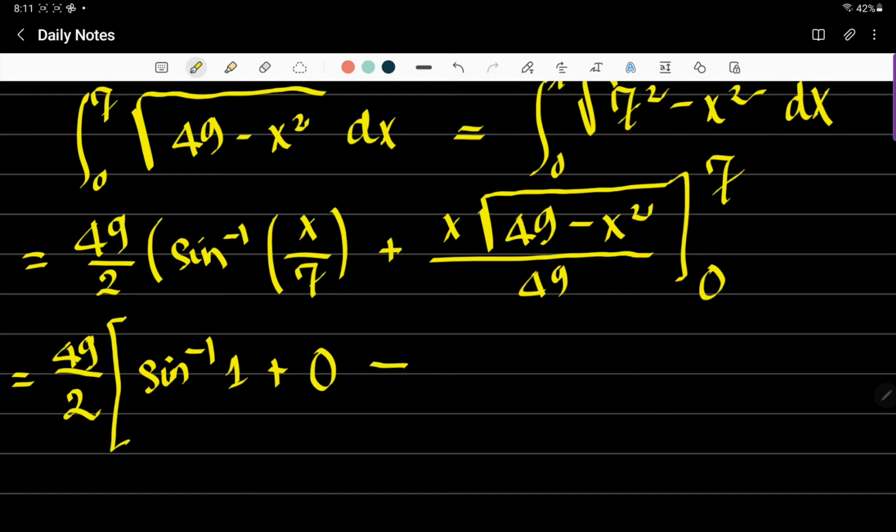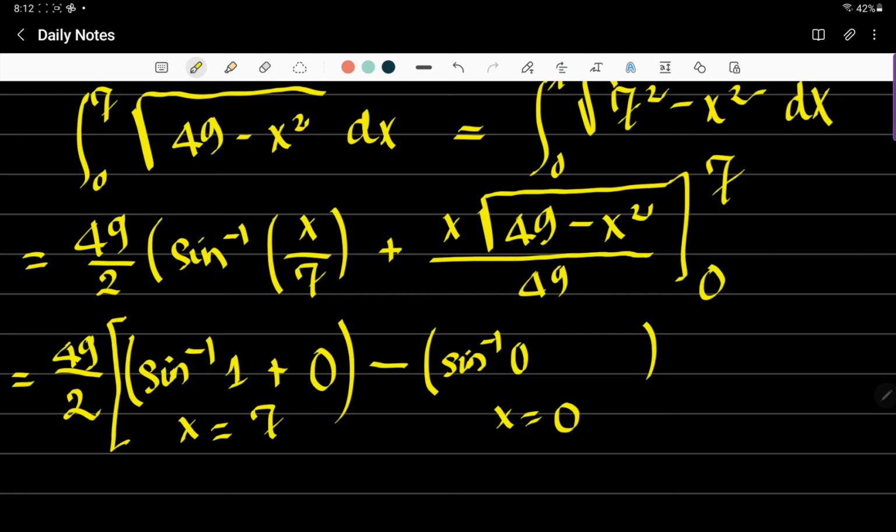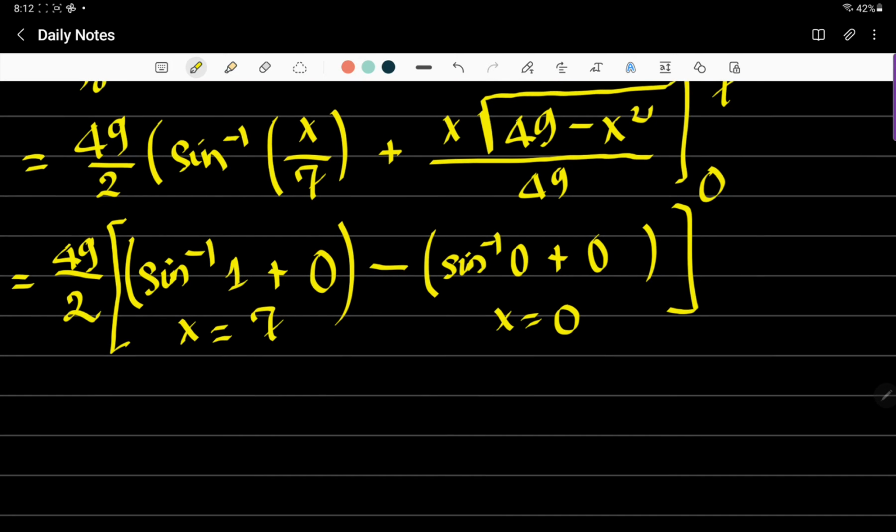And now minus. This one here is x equals 7. Now we do the part where x equals 0. So x is 0, so sine inverse of 0 here, and then you have 0 here, so the whole thing is 0 again. So you know what sine inverse of 1 is? Sine inverse of 1, sine inverse of 0. Let's see what you have.